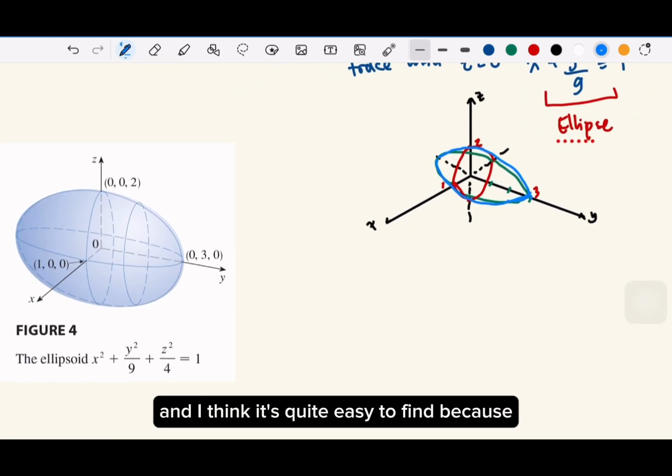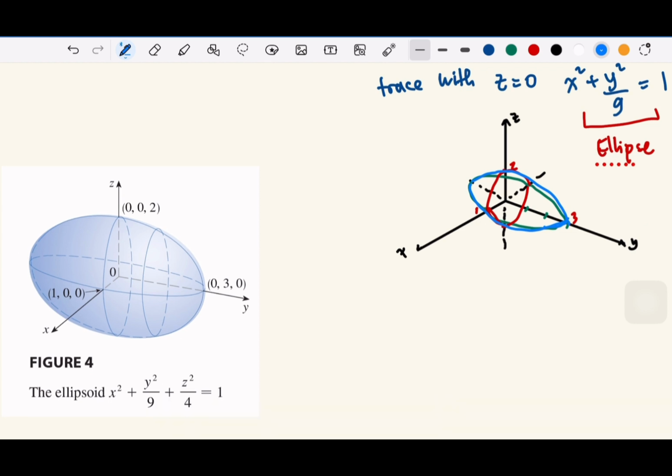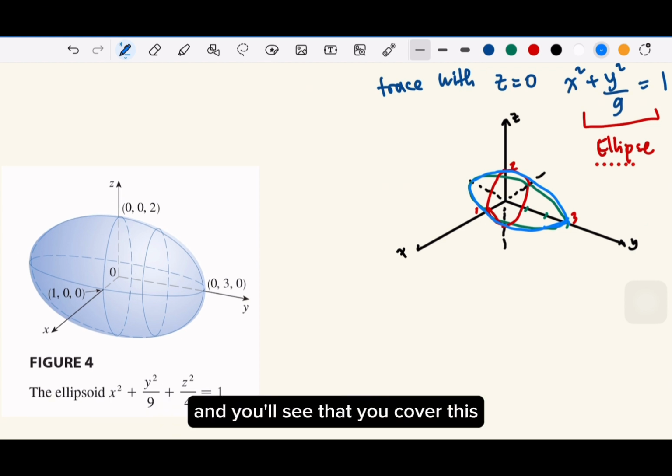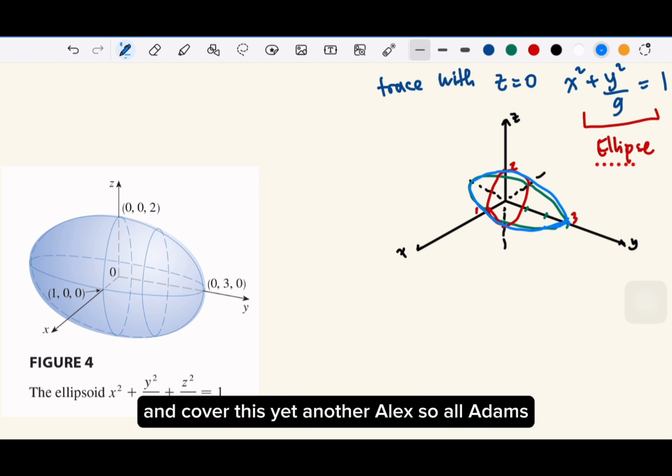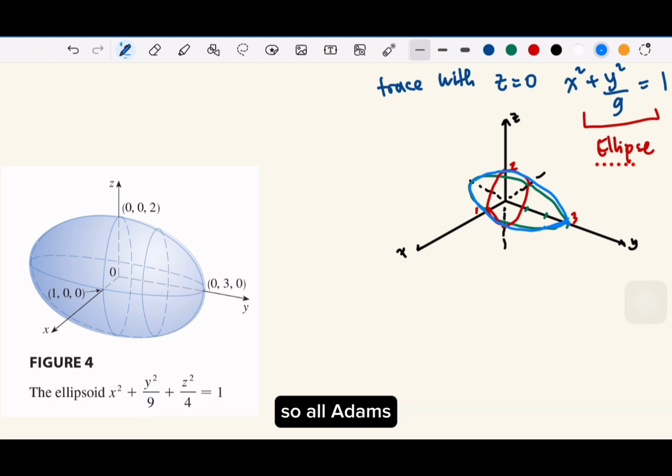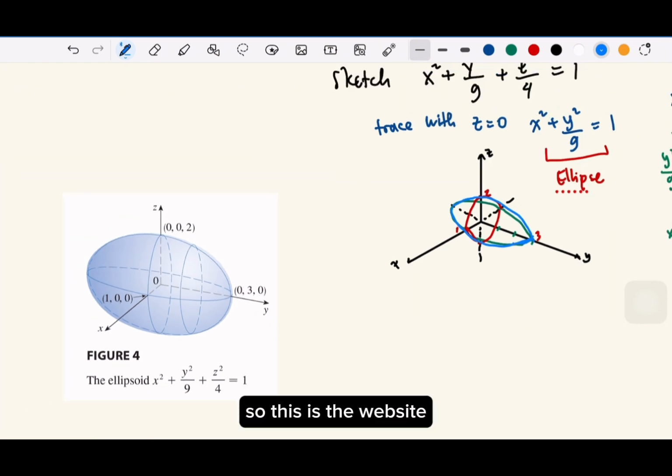And I think it's quite easy to find because they are all positive, and you see that you cover this, you get the ellipse. And you cover this, you get another ellipse. You cover this, you get another ellipse. So all ellipses. And you call this the ellipsoid.